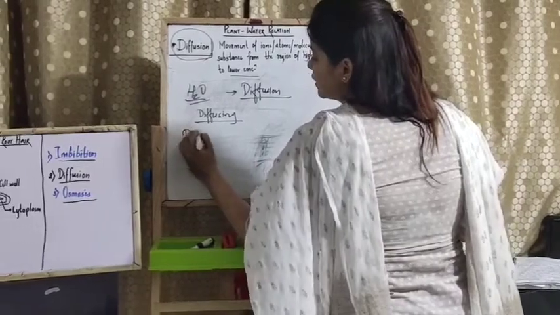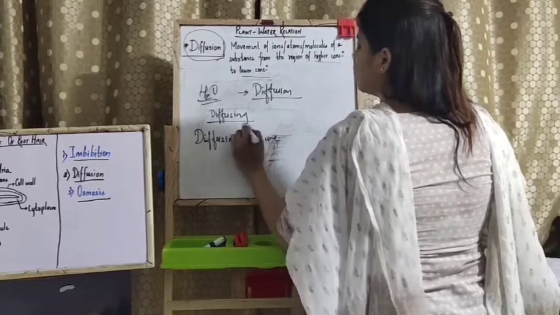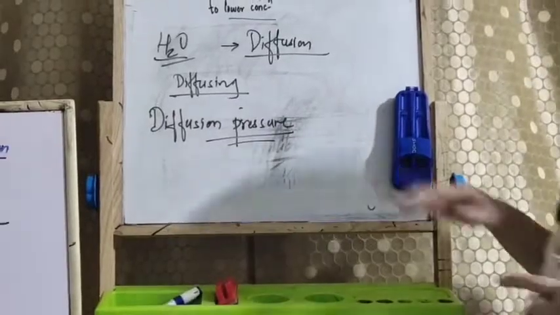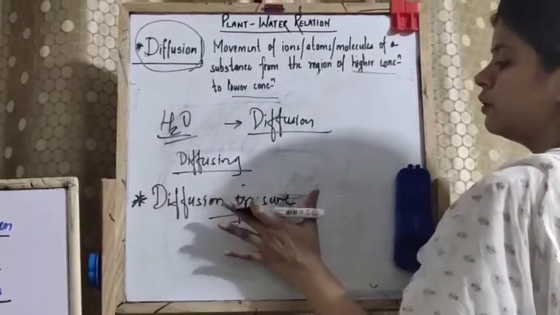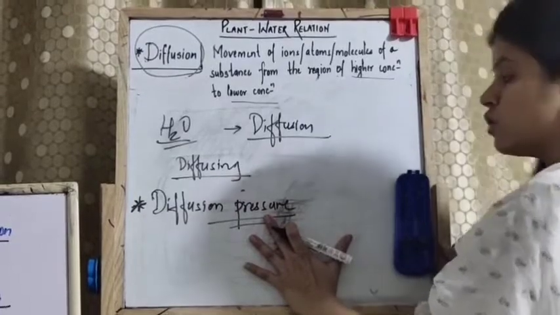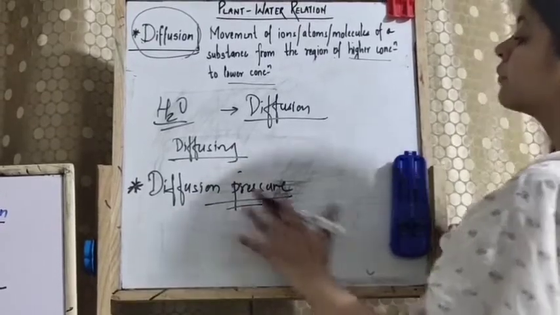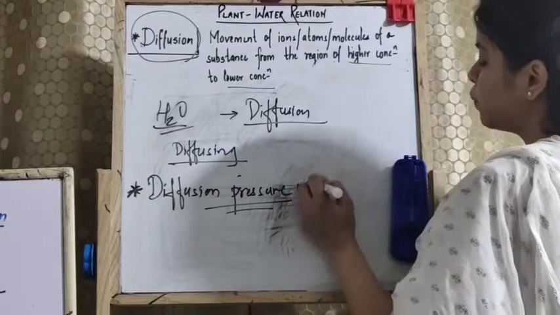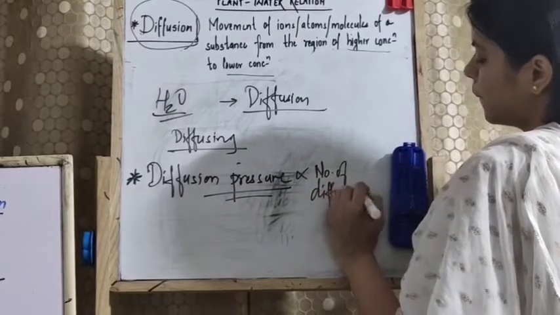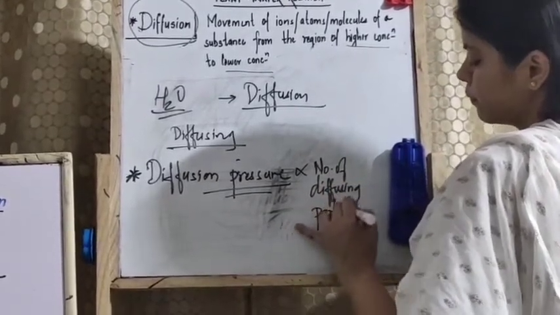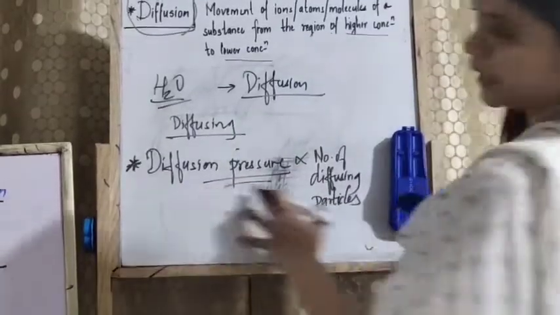Now there is a term known as diffusion pressure. What is diffusion pressure? You will study this new term in your textbook. Diffusion pressure is related to the movement of diffusing particles. Diffusion pressure is directly proportional to the number of diffusing particles.